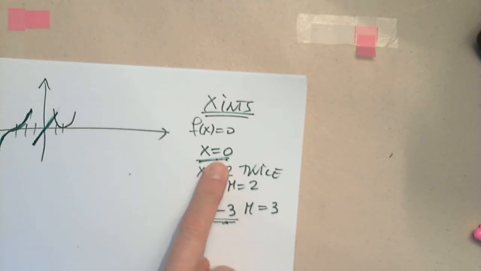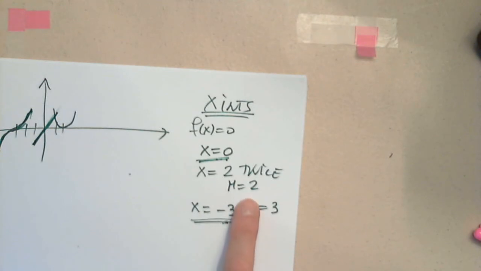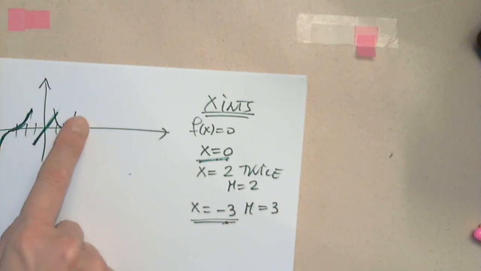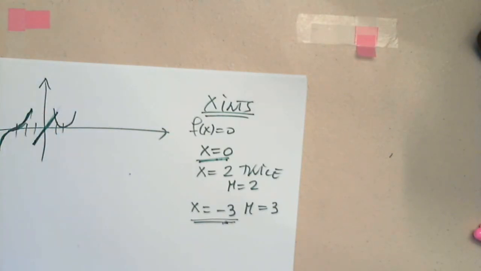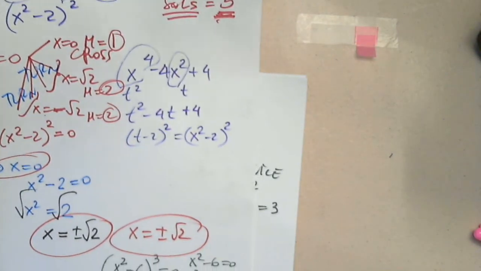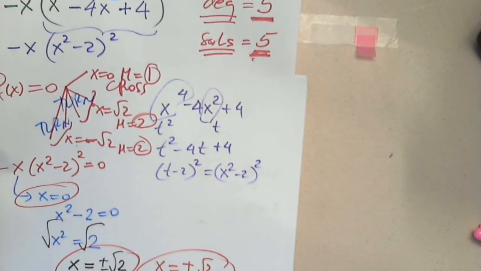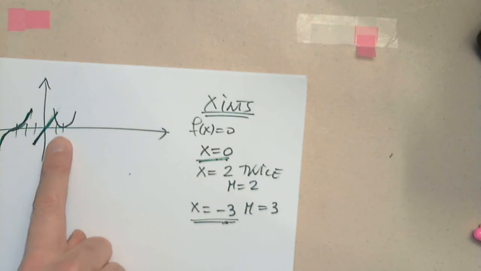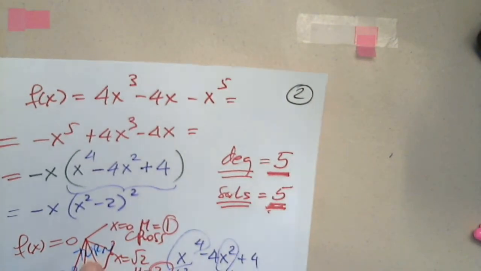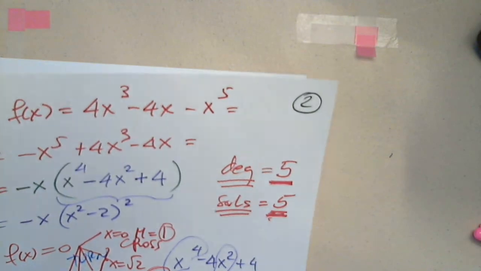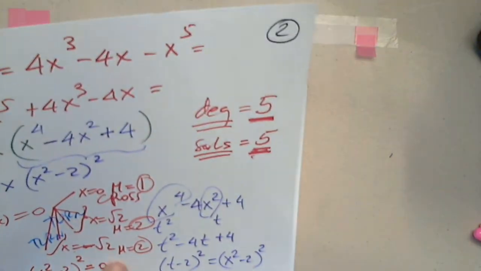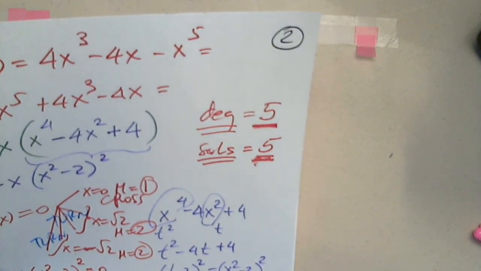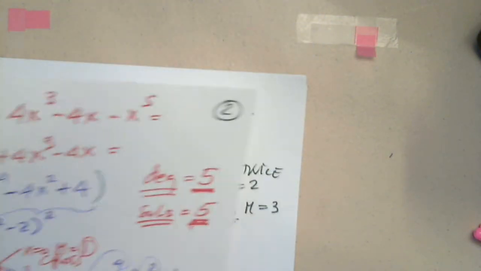If this solution appears once, it's a normal cross. If it appears twice, it has to have a turn. If it appears 3 times, it's not like this. It's very slow. So in this case, when x equals positive the square root of 2, we'll have a turn like this because the multiplicity is 2. At negative the square root of 2, somewhere here, we'll also have a turn like this because it has multiplicity 2. But at 0, it will simply cross like that.